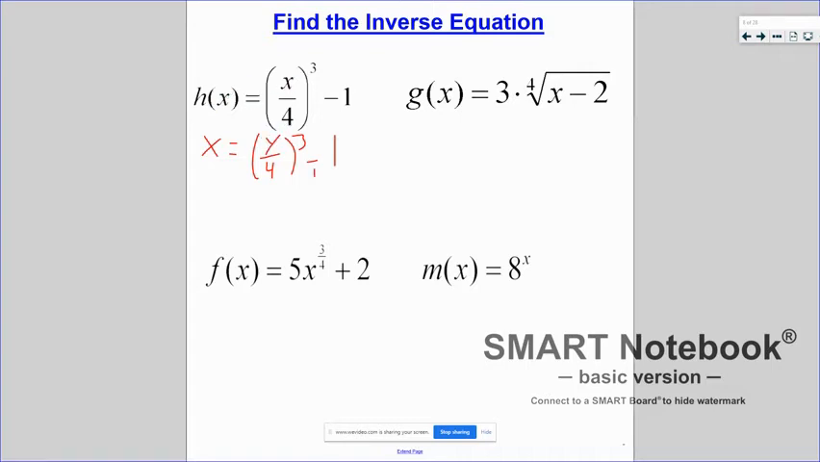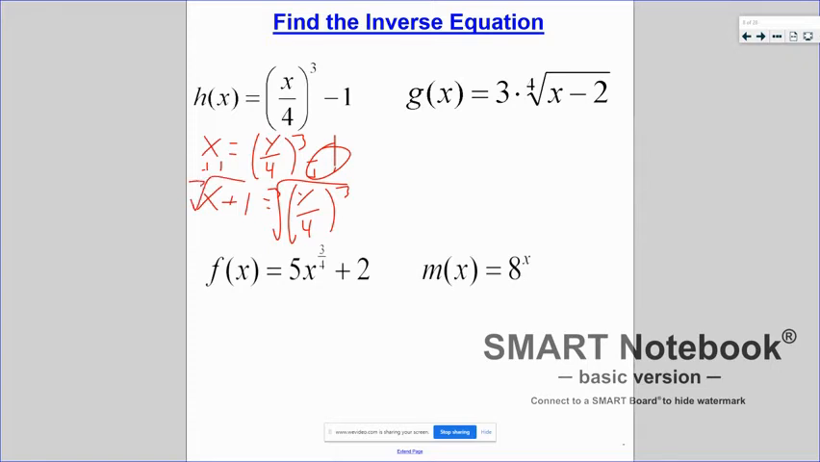So I'm going to add 1 to both sides. So I have x plus 1 equals y over 4 to the third. Now I have what's being taken to the third power by itself. All of that's to the third. So I'm going to take the cube root of this side, cube root of this side.